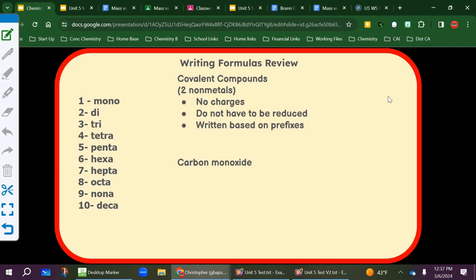So again, no charges. We are sharing electrons in a covalent compound. We are not gaining or losing them. A covalent compound has to be between 2 nonmetals. I will not give you a covalent compound that has 3 elements in it. Okay? Only 2. No charges, and they do not have to be reduced. So when you're done writing it, if it can be reduced, don't. It does not get reduced. And it is written based on prefixes.